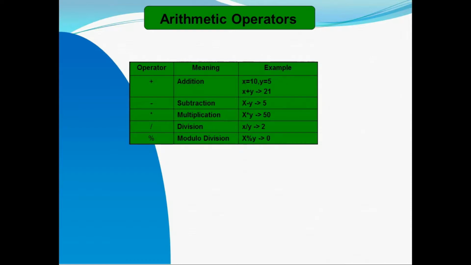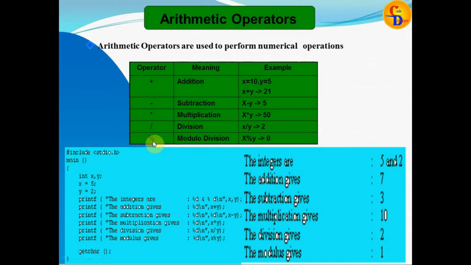The meaning and examples of the operator list. The first ones are plus, minus, multiplication, division, then modulo. Modulo is used to return the remainder. We are checking the remainder value. This is an example.